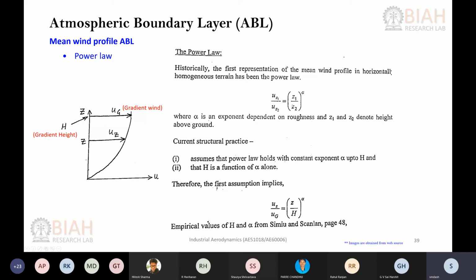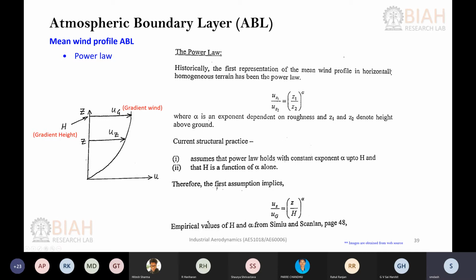So then using this particular governing equation, you can find out what will be your gradient wind velocity. So the gradient wind velocity can be obtained if you know the gradient height. Okay, so this will be your governing equation for the gradient wind velocity.